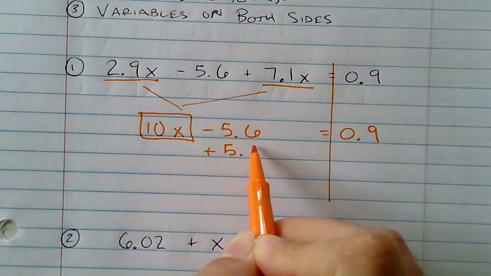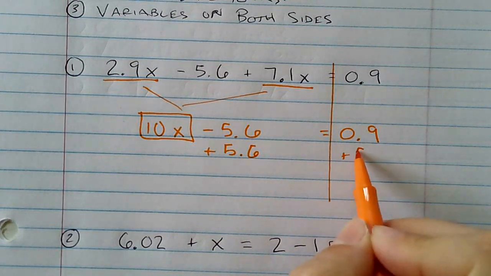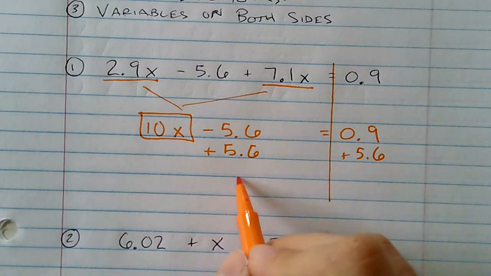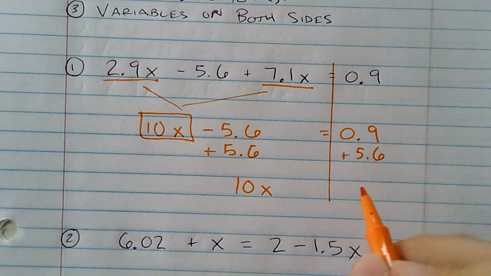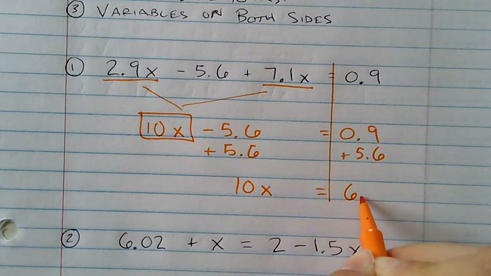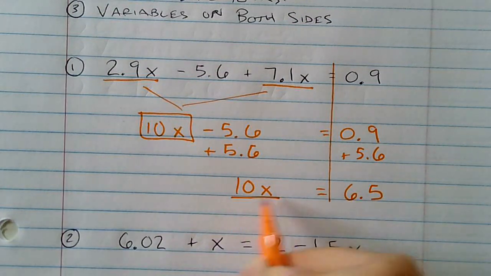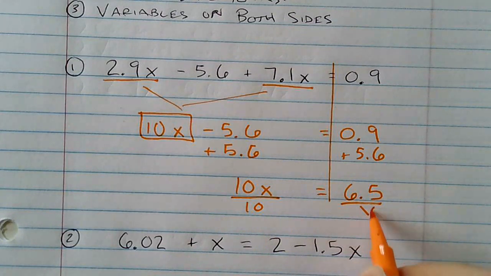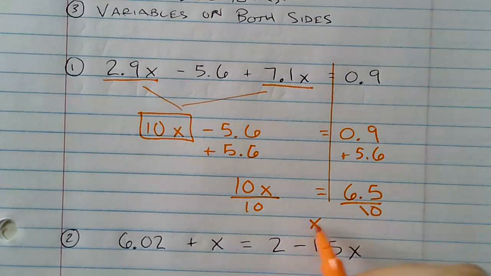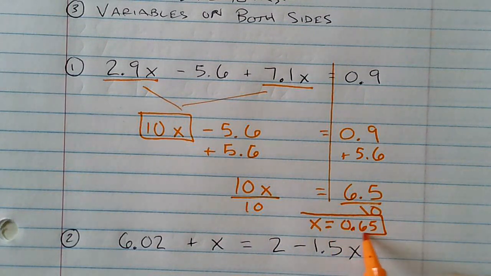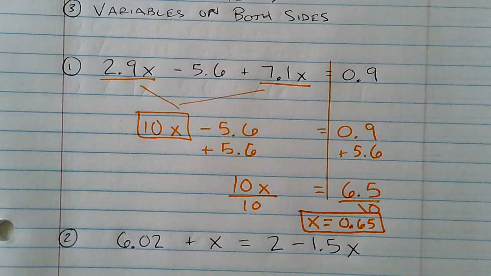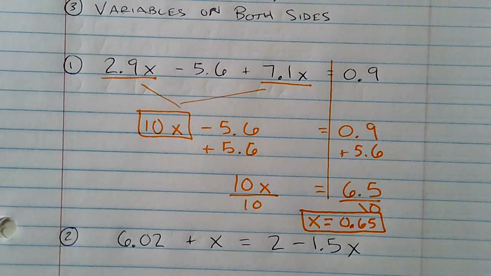So I add 5.6 to both sides. I have 10x equals 6.5. Divide by 10. And I get an x value of 0.65. So it wouldn't change anything, even though it has decimals. We just go ahead and solve as we would if it were integers.